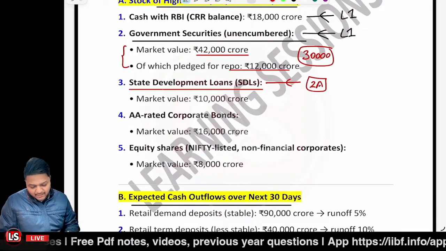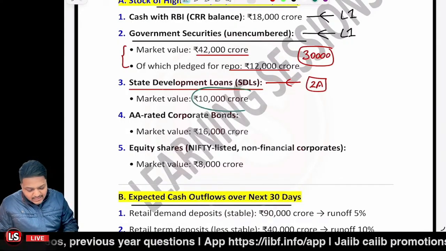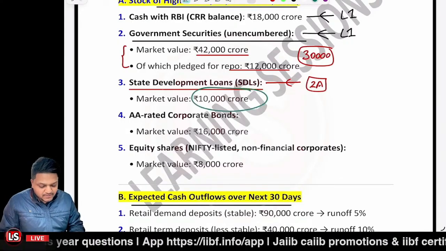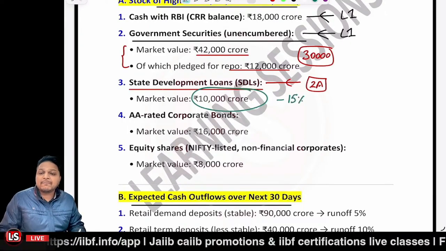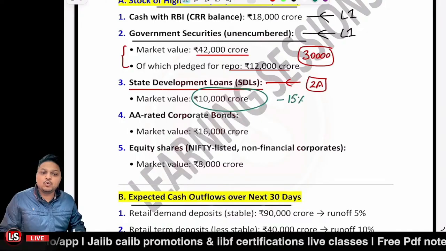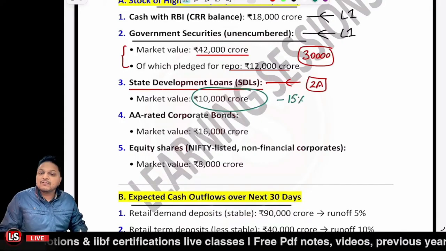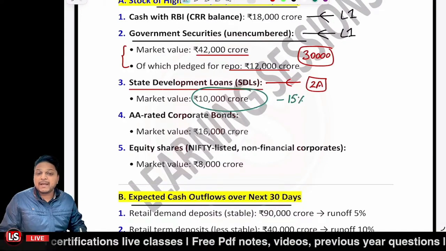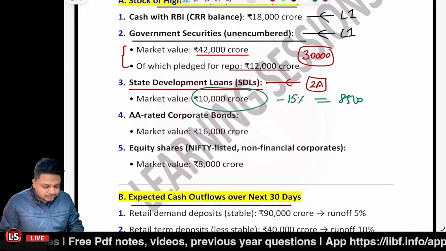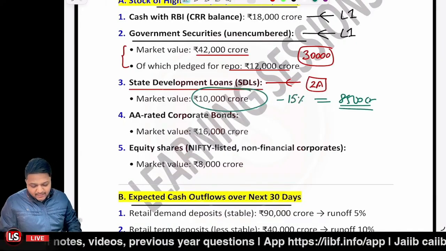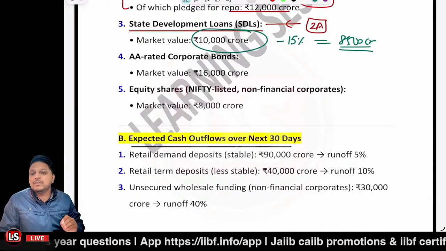But keep in mind, in case of level 2A asset, as I told you, the minimum haircut which is applicable is what? It is 15%. So we are to subtract 15% value out of it. Only that particular component we can consider for the level 2A assets, right? So that is 10,000 crores minus 15%, and that is 8,500 crores.